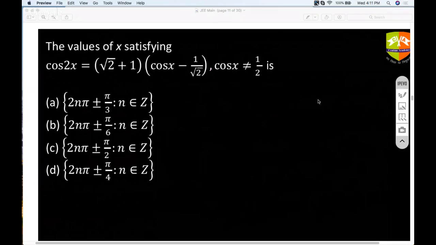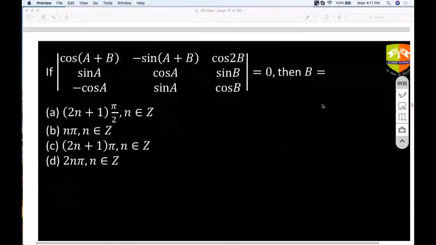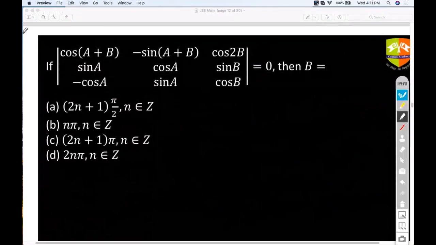Let's move on to the next. Question number 12. If the value of this determinant is 0, then B is which of the following?